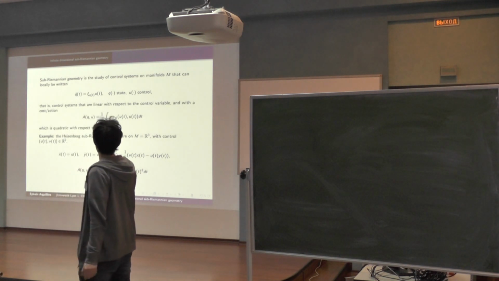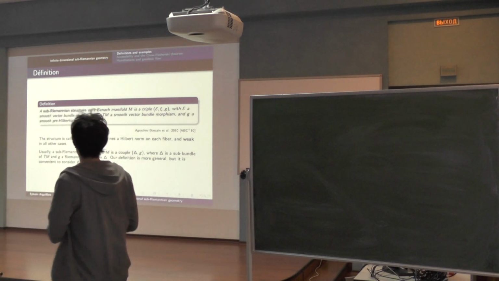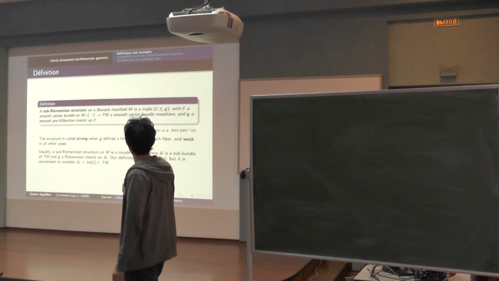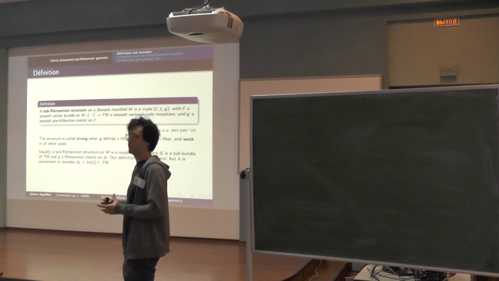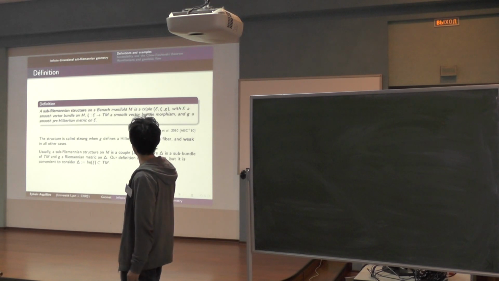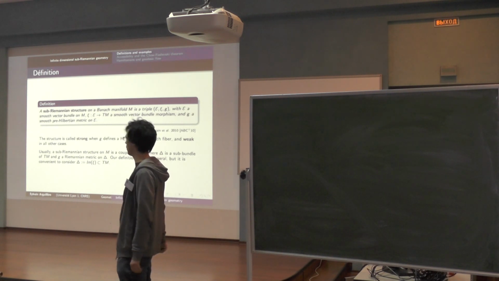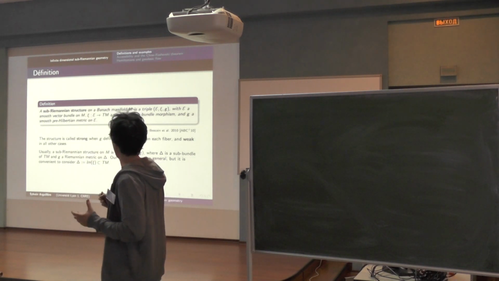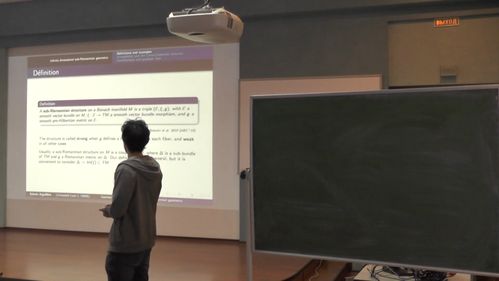Now let's go to a more rigorous definition of exactly what this means and the framework in which I will be working. I define a sub-Riemannian structure on a Banach manifold as a triple E, Xi, and G, where E is a smooth vector bundle on M, Xi is a smooth vector bundle morphism between E and TM, and G is a smooth pre-inversion metric on E. The structure is called strong when the metric G defines a Hilbert norm on each fiber, and weak in all other cases.